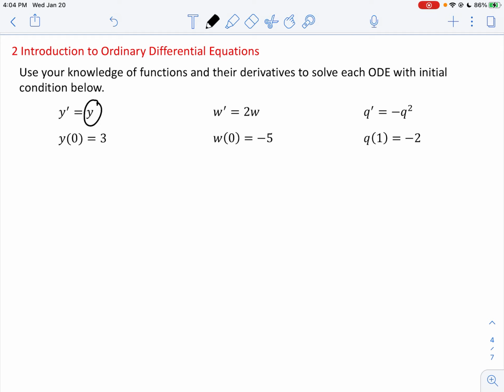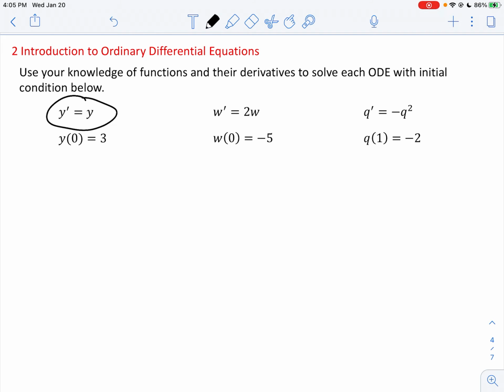What I'm trying to find is a function y such that when you differentiate it, you get the same thing. Isn't that exactly what this is communicating to us? We're looking for some function y such that y prime is the same as y. So reach into your derivative formulas and try to think of, hey, what's a function whose derivative is itself? And hopefully what comes to mind is the e to the x function.